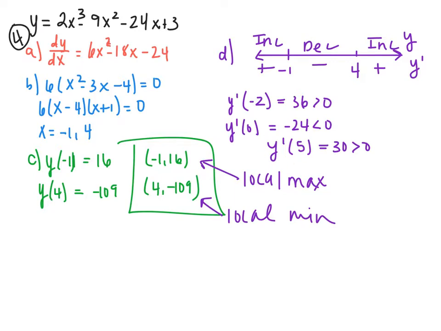And if you plug in something bigger than 4 into the derivative, like 5, you end up with a positive number, which means your slope is positive, so your original function is increasing. So here you're going from increasing to decreasing, so that means that x equals negative 1, or the point (negative 1, 16) is a local maximum. Here you're going from decreasing to increasing, which means at x equals 4, or (4, negative 109), you have a local minimum.